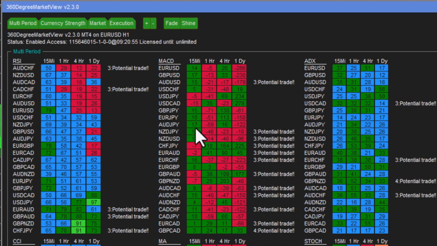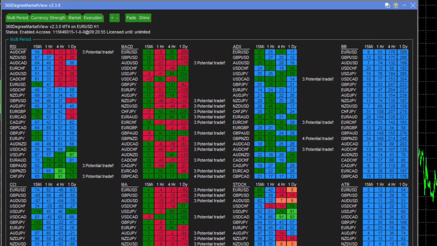I don't use the MACD much, the ADX much, the Bollinger Band much, the CCI much. I use the moving average a lot, and you can see how many potential trades there are there. Stochastic I don't use much, but the ATR I do use quite a lot because I want to see the volatility of the various currencies in it. So that is my number one indicator that I like using, because it gives you, as the name says, a 360-degree view of the market.